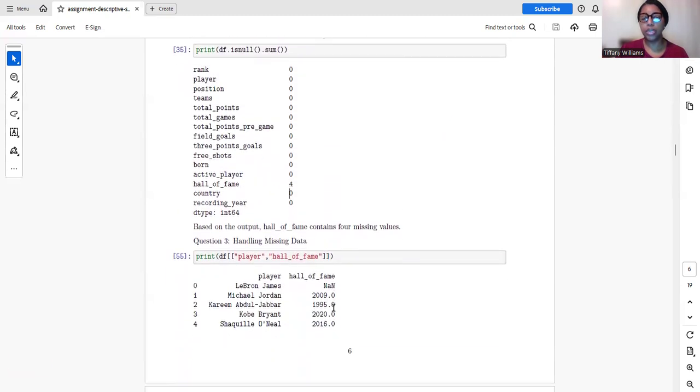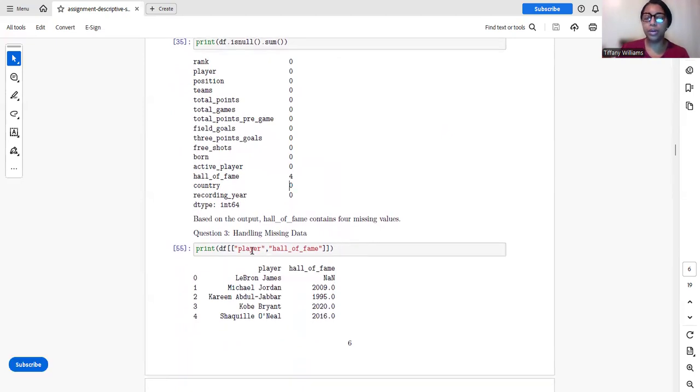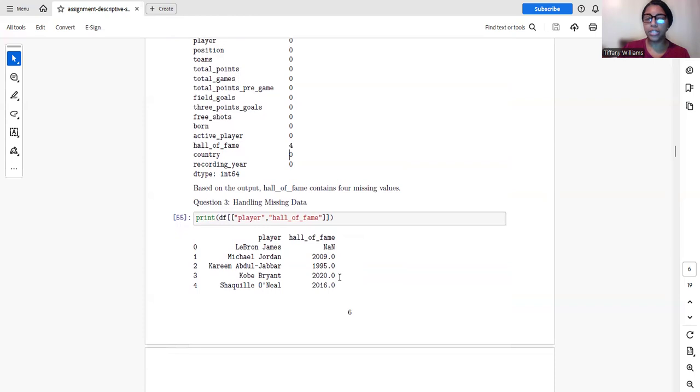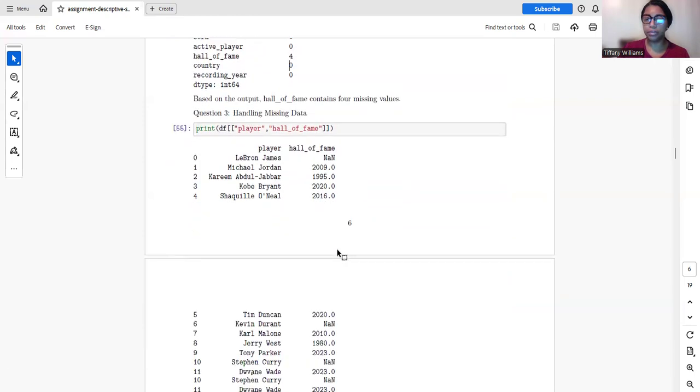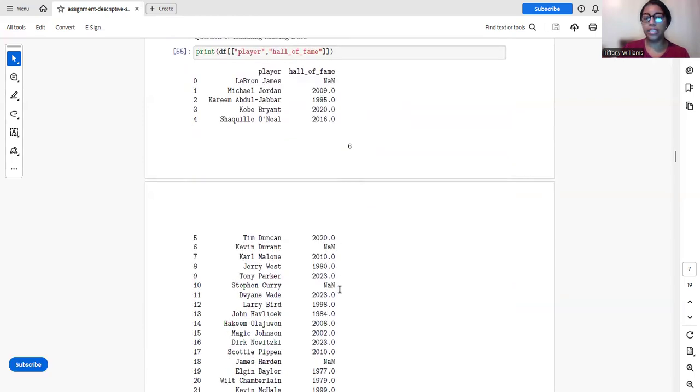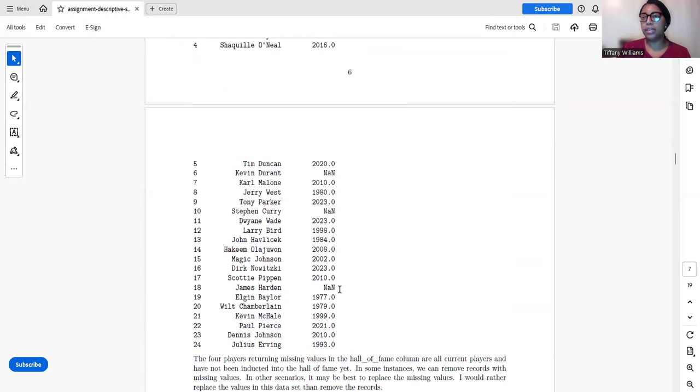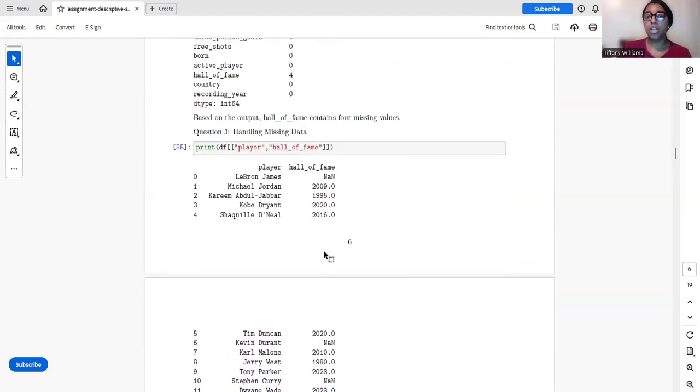So, question 3, we talk about handling those missing data points. I went ahead and pulled those players and Hall of Fame to see just who was missing Hall of Fame data. And it just so happens to be LeBron James, Kevin Durant, Stephen Curry, and James Harden. If you know anything about the NBA, these players are still active players, so they have not been inducted into the Hall of Fame yet. The Hall of Fame looks to be the year that they were inducted.